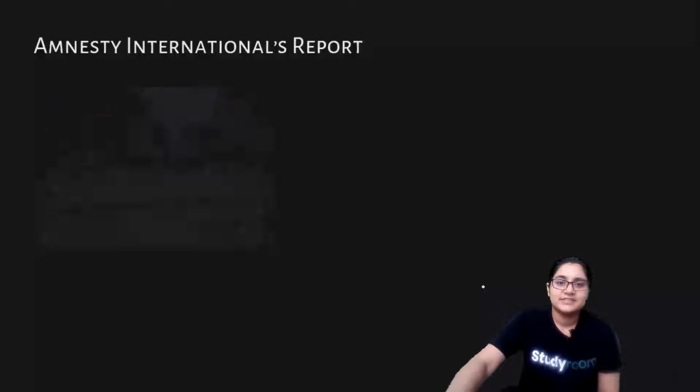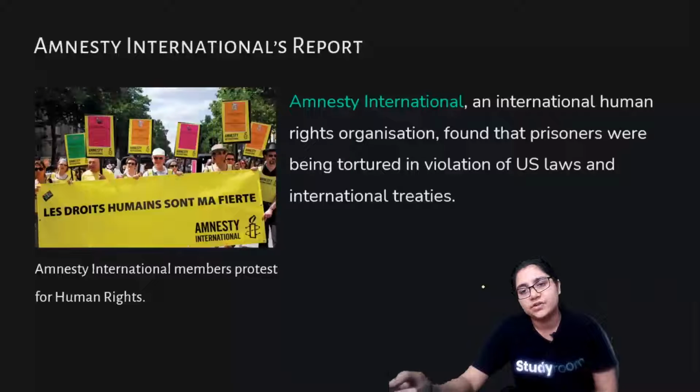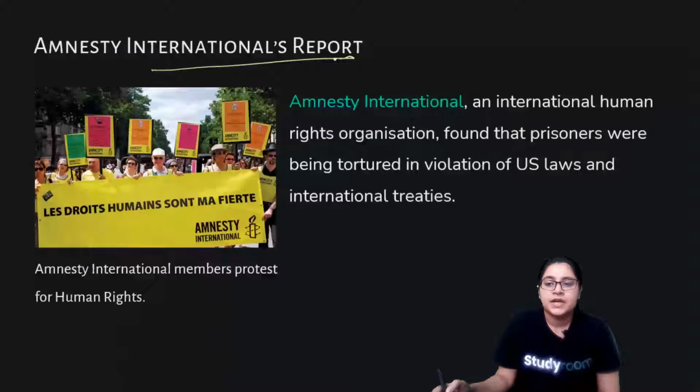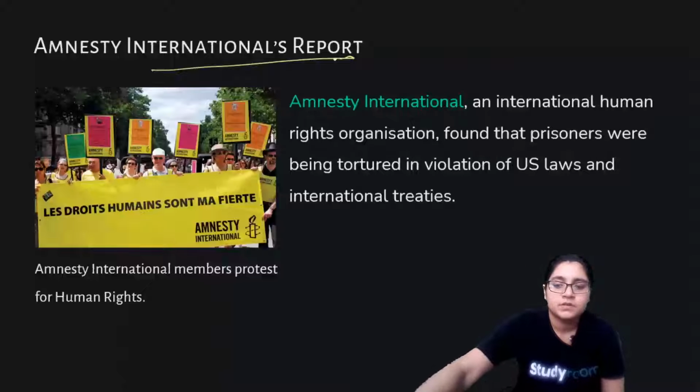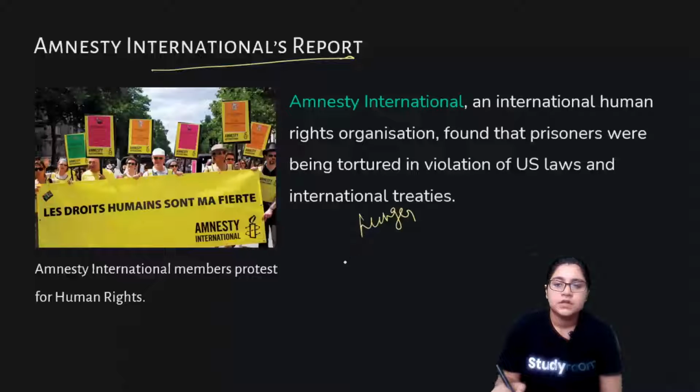Now we have the Amnesty International report. Amnesty International, an international human rights organization, found that prisoners were being tortured in violation of US laws and international treaties. An anti-Guantanamo Bay demonstration organized by Amnesty International took place, protesting against the inhuman treatment of the prisoners. Many prisoners had tried protesting against these conditions by going on hunger strike. Prisoners were not released even after they were officially declared not guilty.